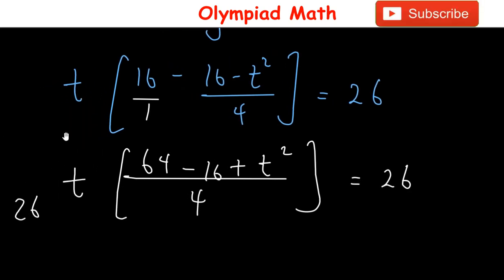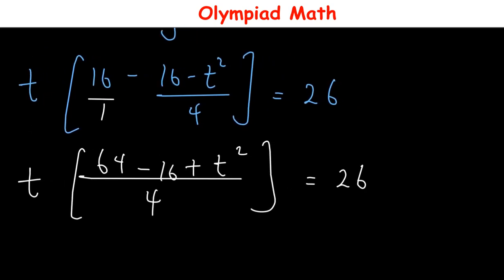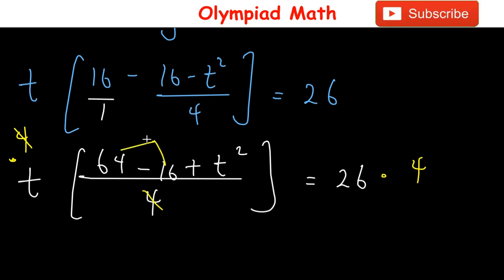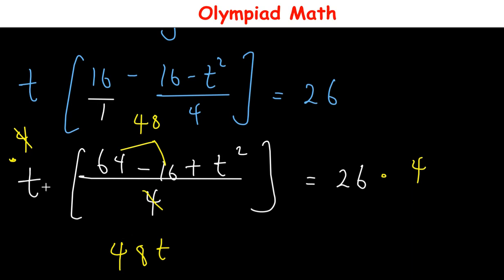Next, at this junction, we are going to multiply this equation by 4 to eliminate the 4 right here. So times 4, then times 4. So 4 will cancel 4. 64 minus 16 gives us 48. So t times 48 is 48t. T times plus t squared is plus t cubed, equals 26 times 4, which equals 104.